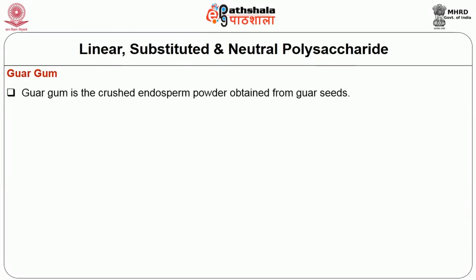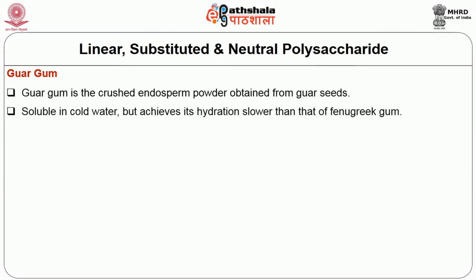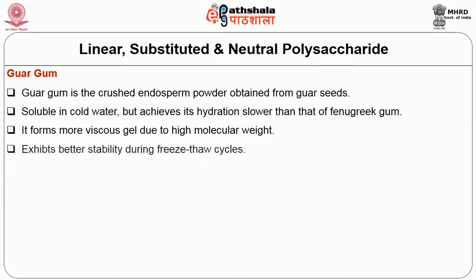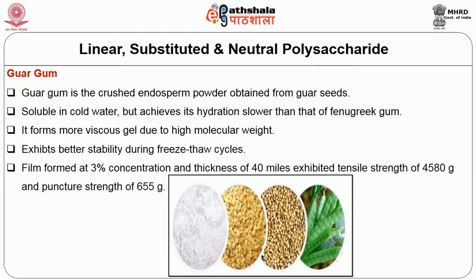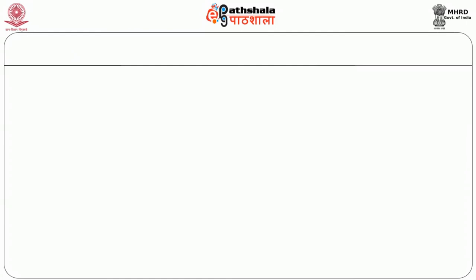Guar gum is the crushed endosperm powder obtained from guar seeds. It is soluble in cold water, but it achieves its hydration slower than that of fenugreek gum. It forms more viscous gel due to high molecular weight. It exhibits better stability during freeze-thaw cycles. A film formed at 3% concentration and thickness of 40 mils exhibited tensile strength of 4580 gram and puncture strength of 655 gram. The last classification based on the structure of polysaccharide is branched polysaccharides.